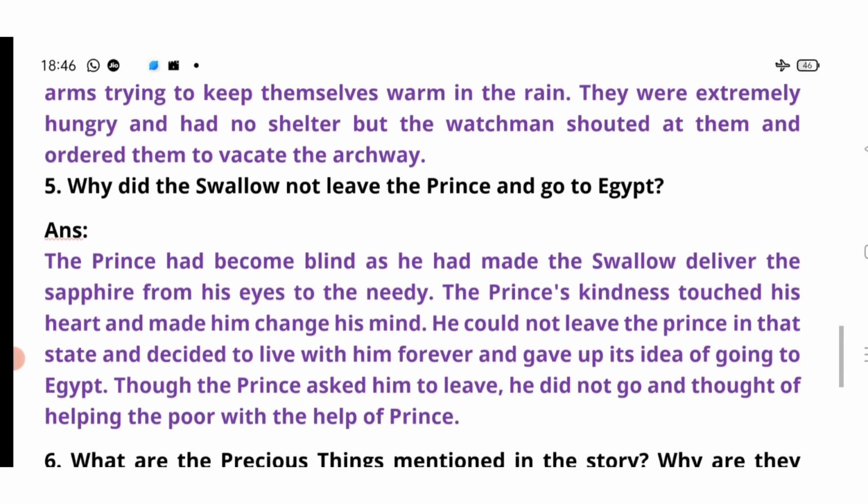Question number 5. Why did the swallow not leave the prince and go to Egypt? The prince had become blind as he had made the swallow deliver the sapphire from his eyes to the needy. The prince's kindness touched his heart and made him change his mind.